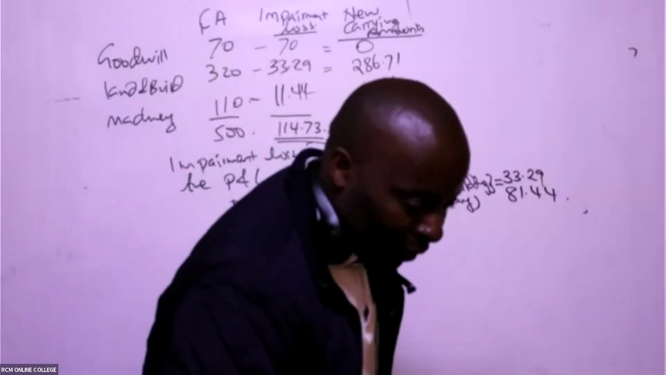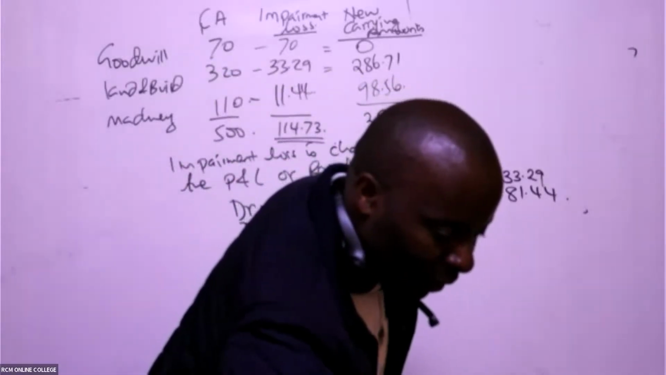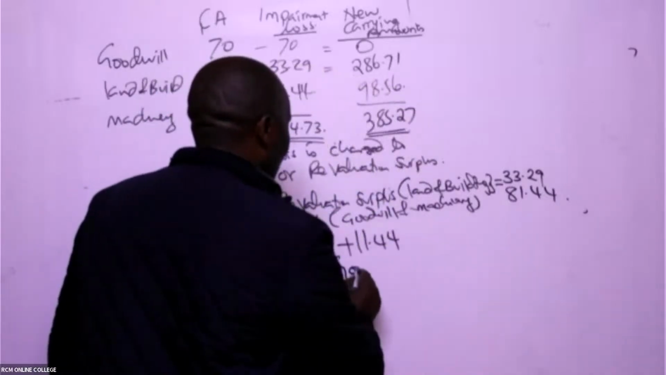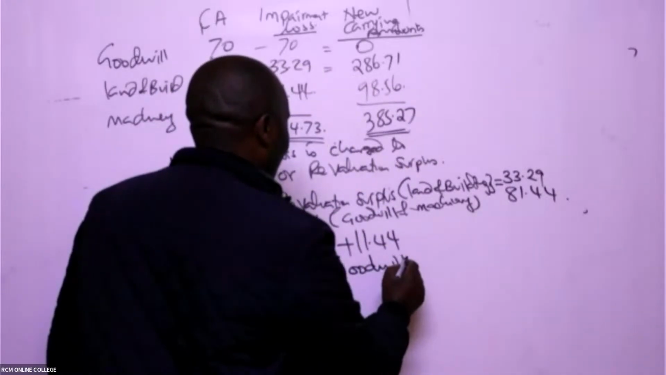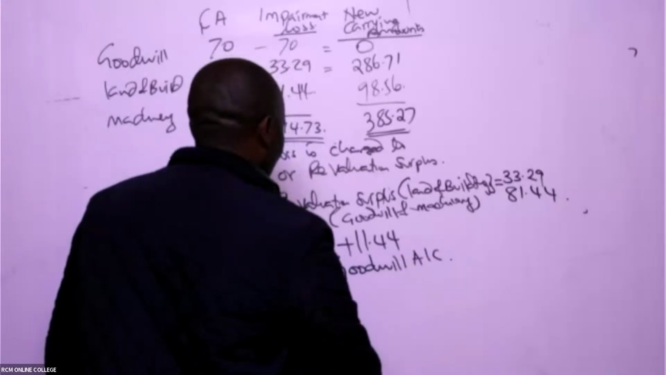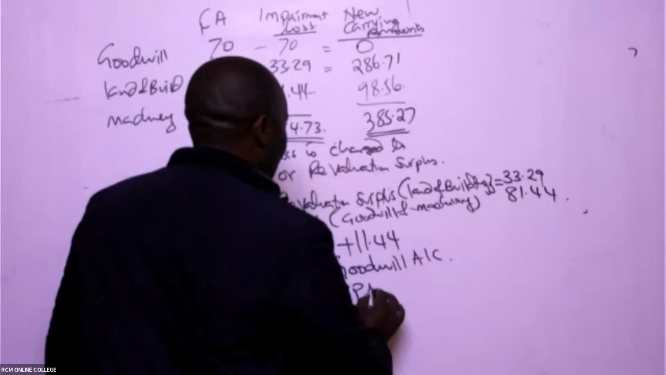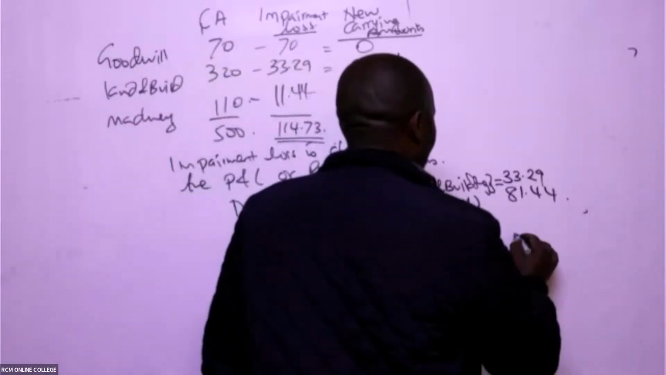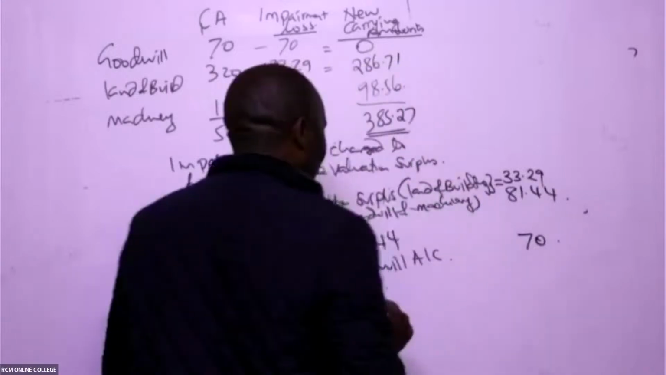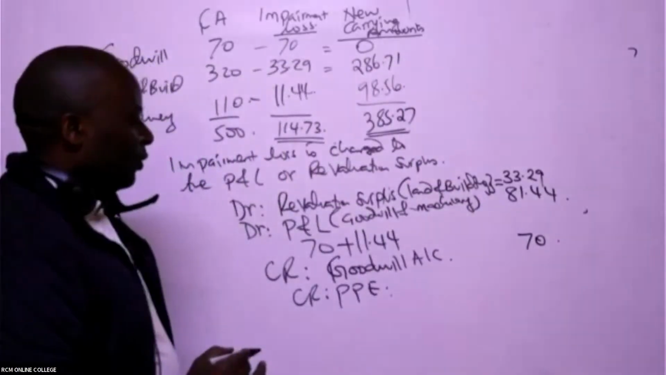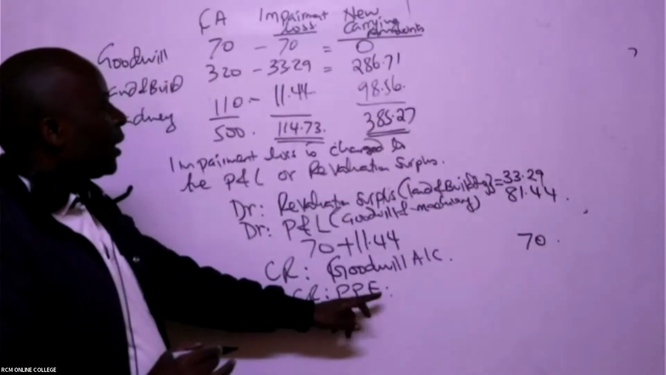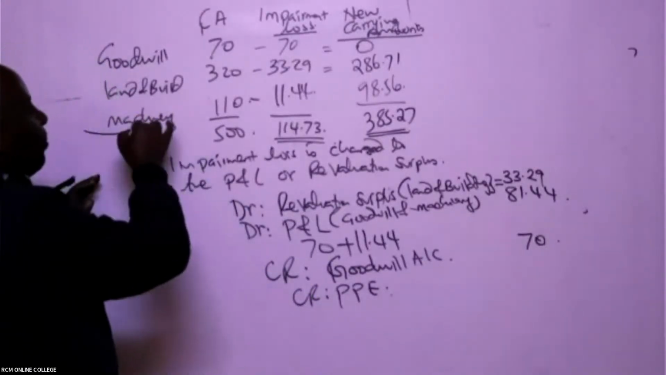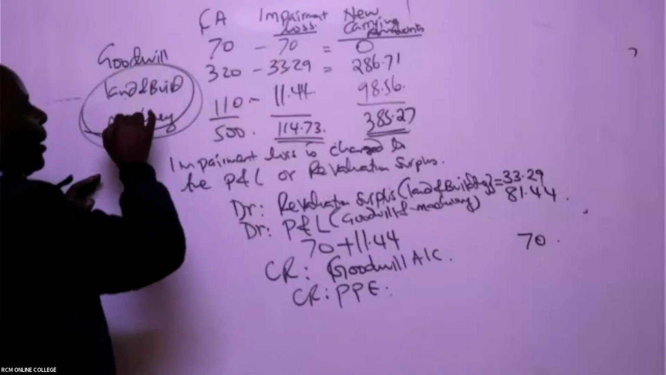We shall credit, in this case here, two assets. So we credit the goodwill account, and then we credit our PPE. So credit goodwill. Of course, we are extinguishing the whole of it with 70, and then the property, plant, and equipment. This is the property, plant, and equipment.